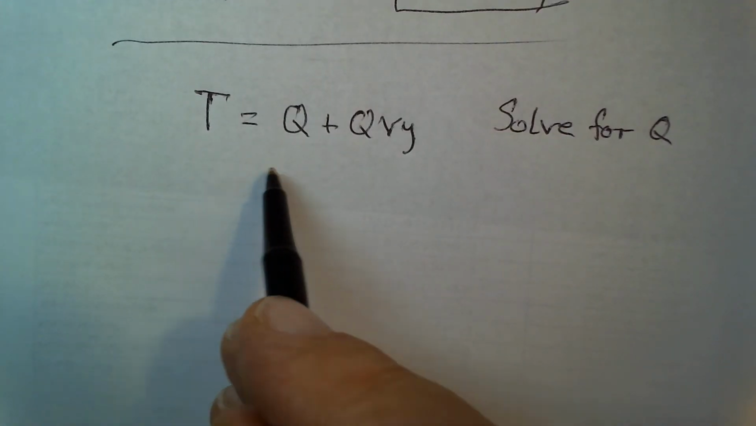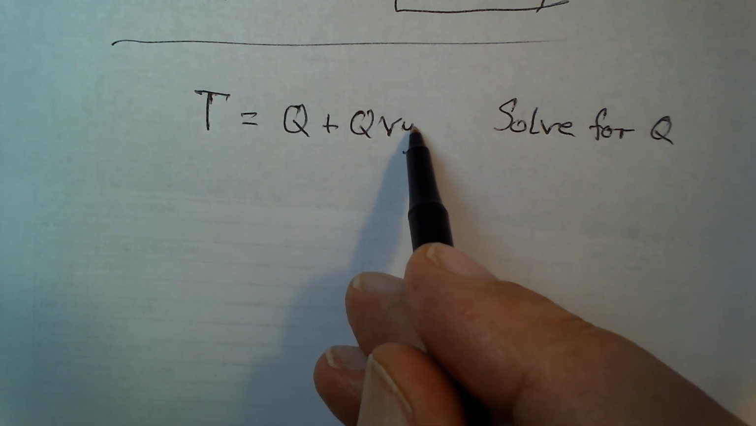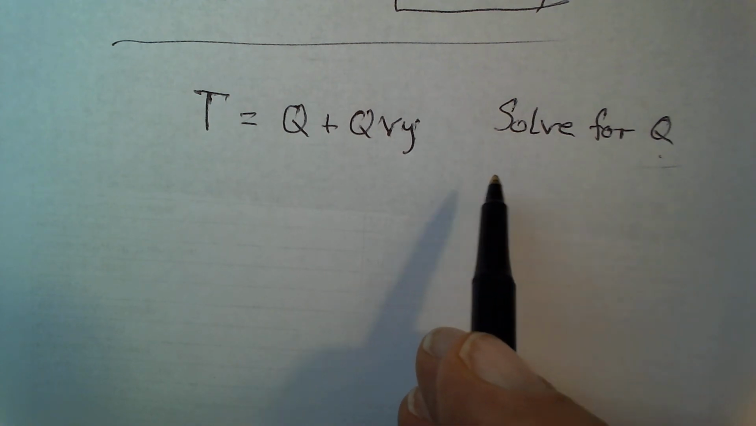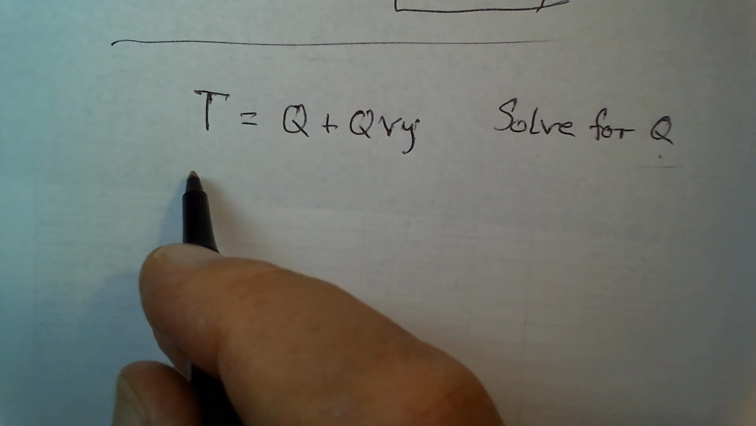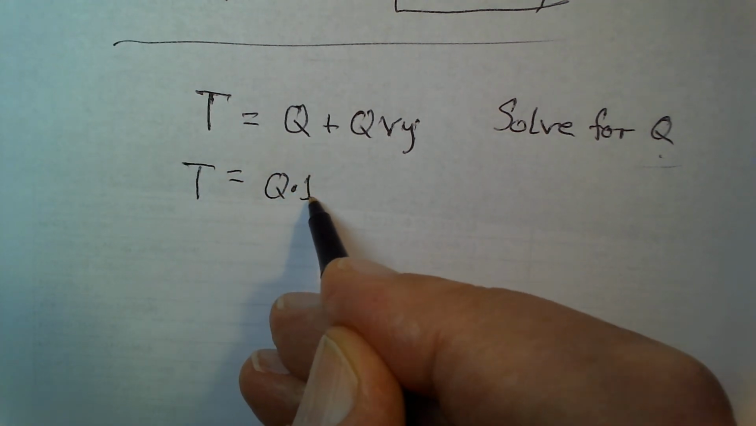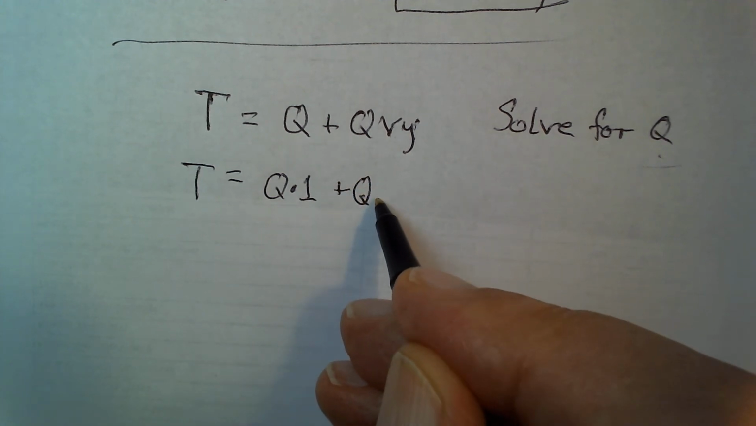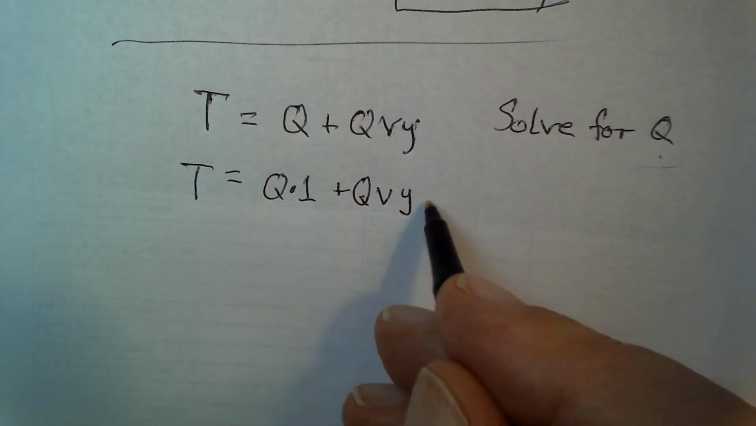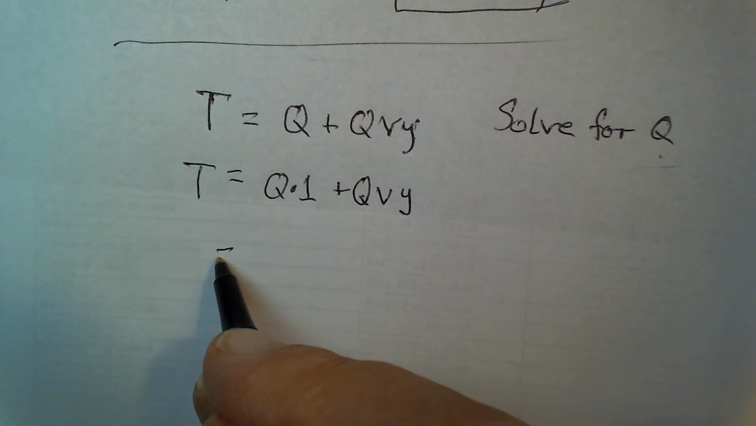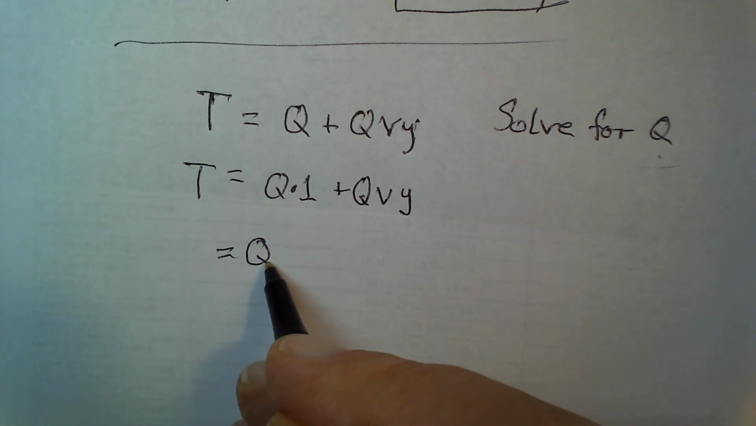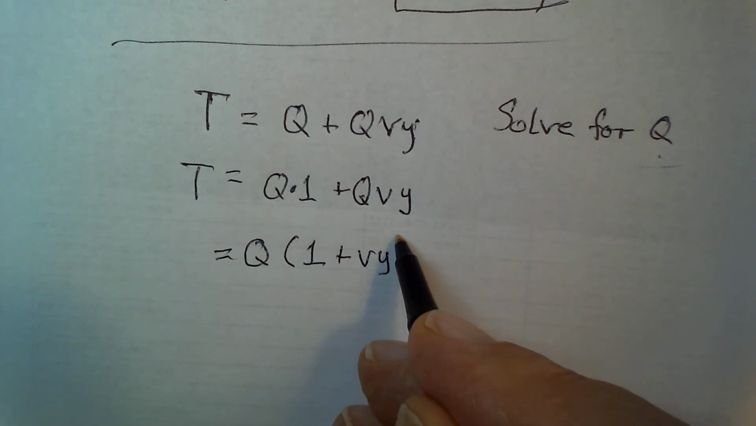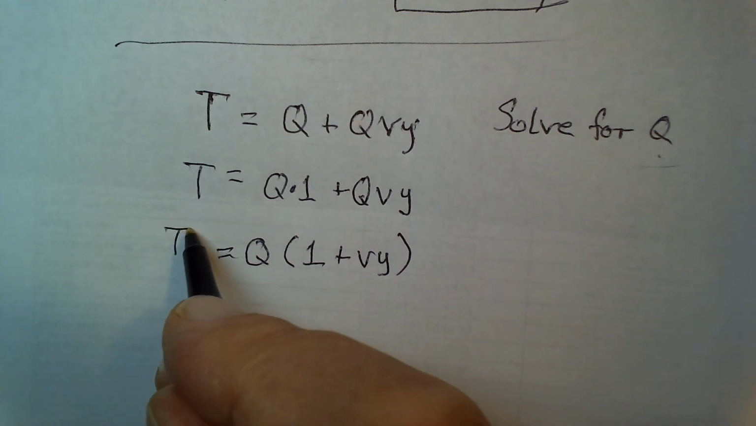Let's look at this formula. T equals Q plus Q times V times Y. And we're supposed to solve that one for Q. So we need to rewrite this a little bit to make it more obvious. We write it as Q times 1 plus Q times V times Y. And now we use the reverse of the distributive property. It's called factoring. So we can write this as Q times 1 plus V times Y, and that's all equal to T.